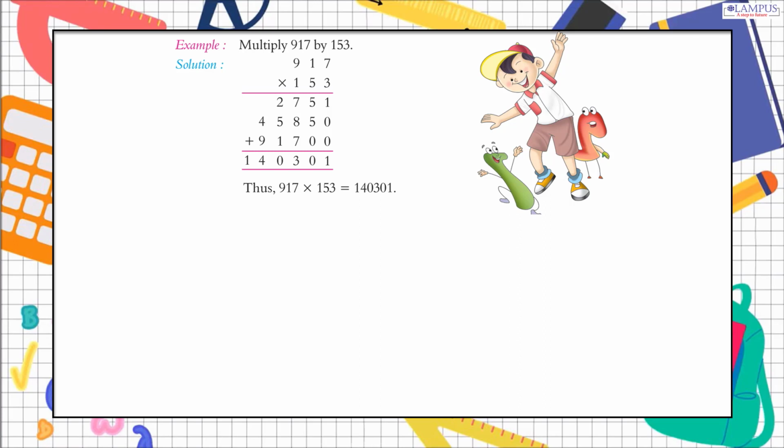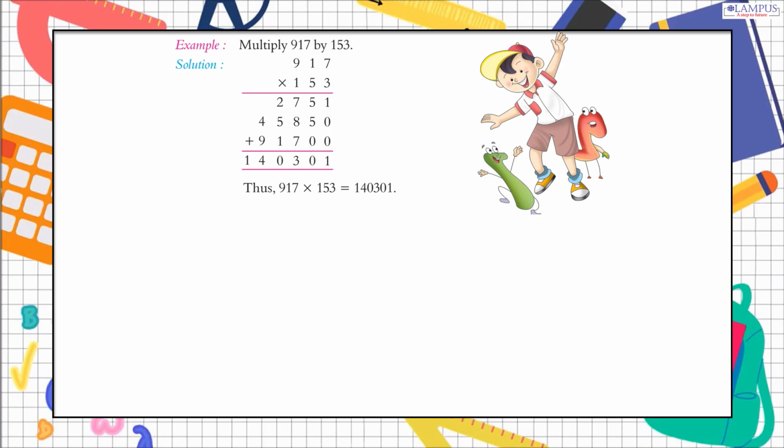Solution. 917 times 153. Multiply by 3 ones. 917 times 3 ones equals 2,754 ones. Write this product in the respective columns under the line. Multiply by 5 tens. 917 times 5 tens equals 4,585 tens equals 45,850 ones. Write this product in the respective columns under the first product.